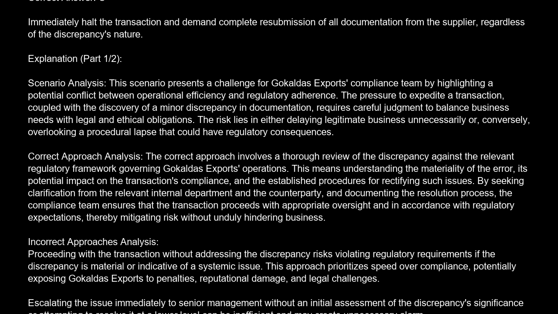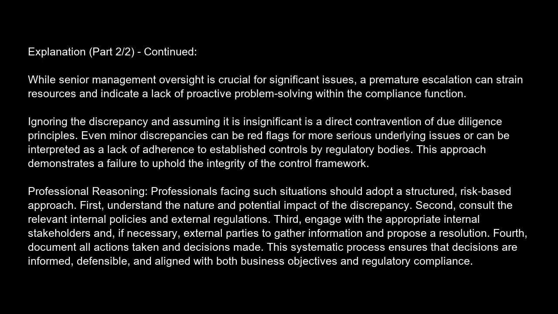Escalating the issue immediately to senior management without an initial assessment of the discrepancy's significance or attempting to resolve it at a lower level can be inefficient and may create unnecessary alarm. While senior management oversight is crucial for significant issues, a premature escalation can strain resources and indicate a lack of proactive problem-solving within the compliance function.